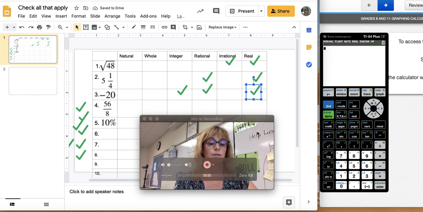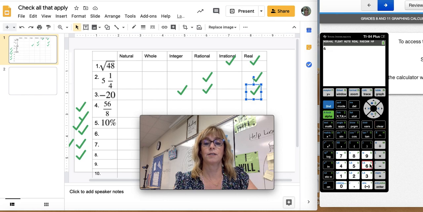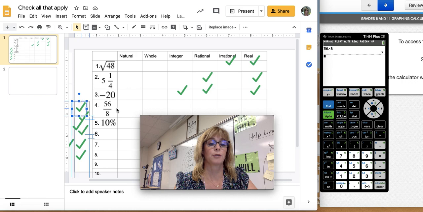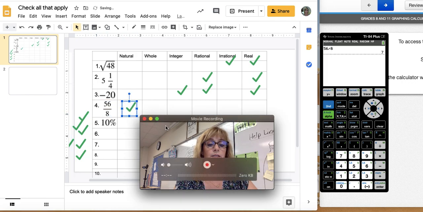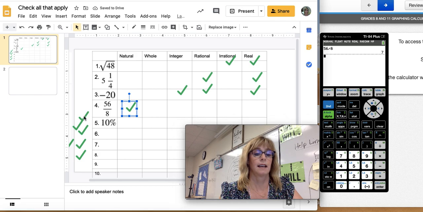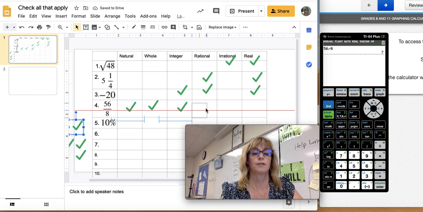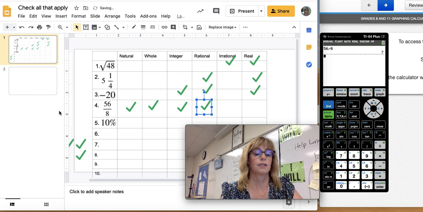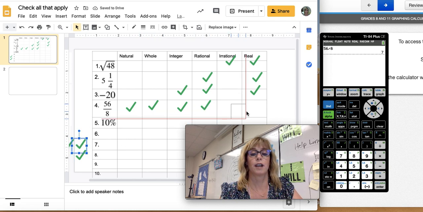Okay, the next number, 56/8. Well, even though it's in fraction form, 56 divided by 8, that fraction can be simplified to 7. So 7 is a counting number or natural number. So I'm going to check that. It's also a whole number, because all natural numbers are whole numbers. All whole numbers are integers. All integers are rational. I'm not going to check irrational. And then I'm going to check real.